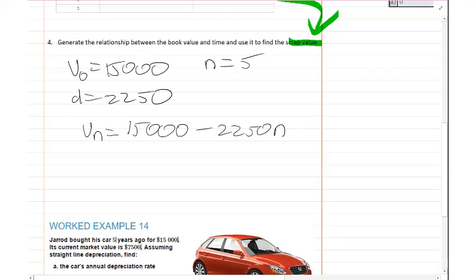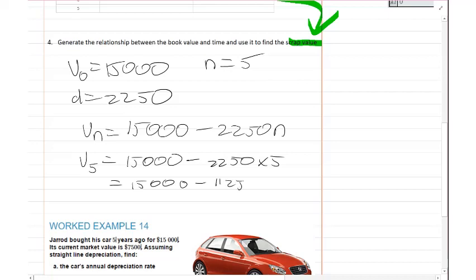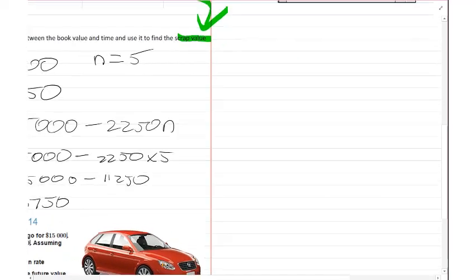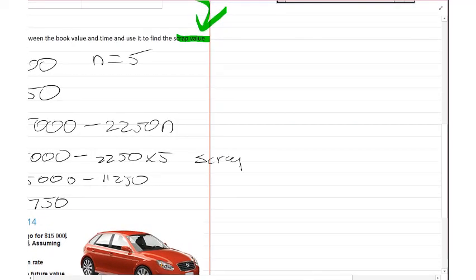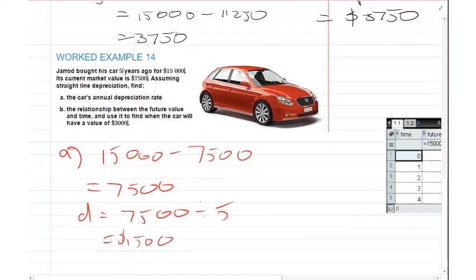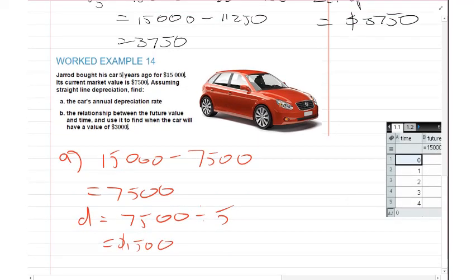Now what we do is we know we want V5. So that's 15,000 minus 2250 times 5. That equals 15,000 minus 11,250. That equals 3,750. Okay, so scrap value equals 3,750.